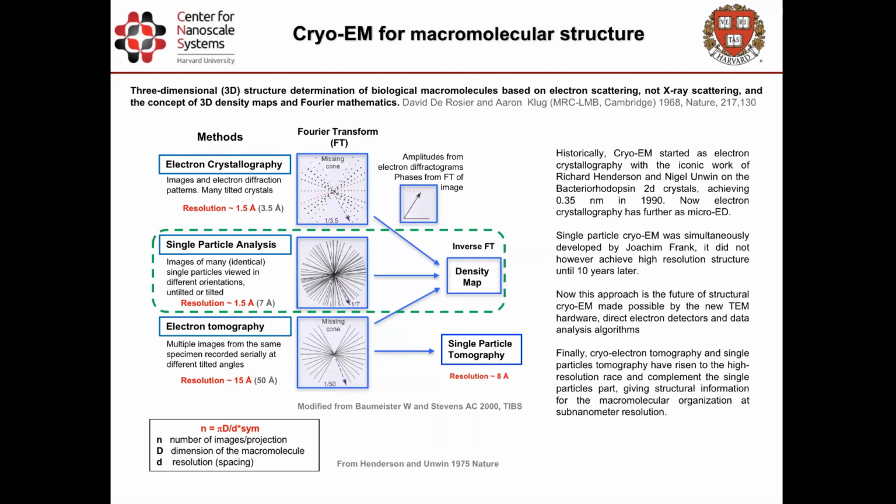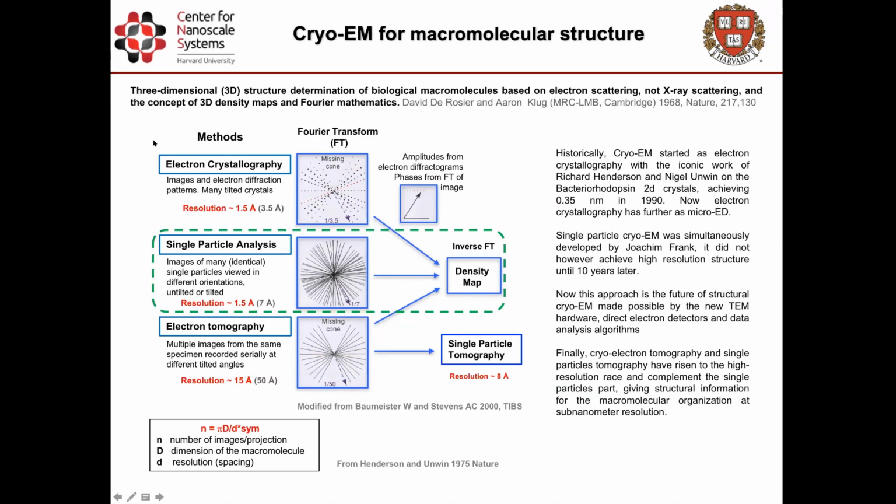Cryo-EM was defined first and foremost as a structural method, which is based on electron scattering, not X-ray scattering, and the concept of 3D density maps and Fourier mathematics. Therefore, we do calculate a 3D density map, and we do use Fourier mathematics to do that. And at the time, and still now, we have three main methods of Cryo-EM, how Cryo-EM is applied to solve protein structure.